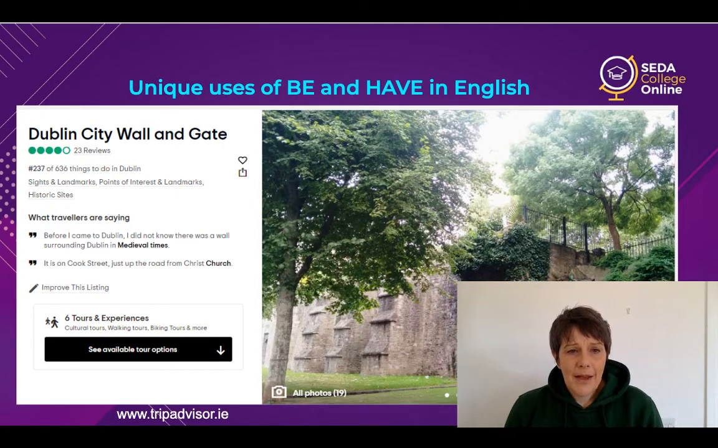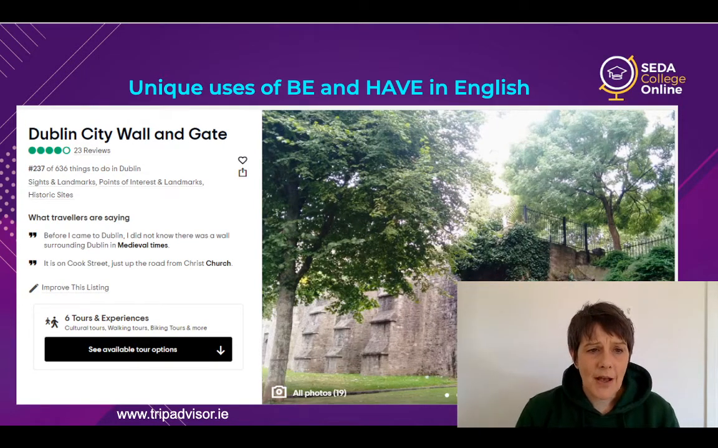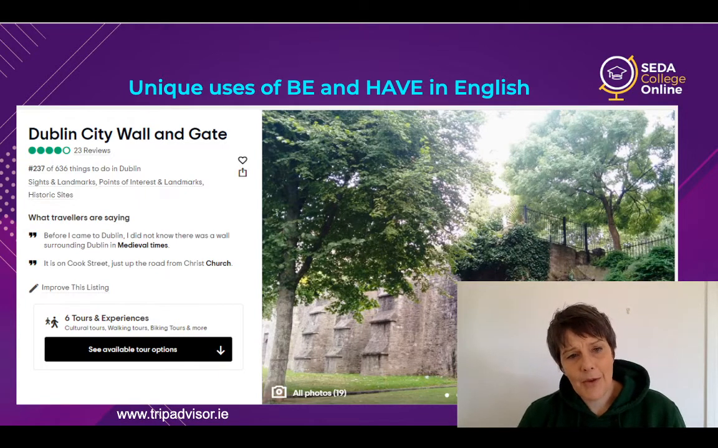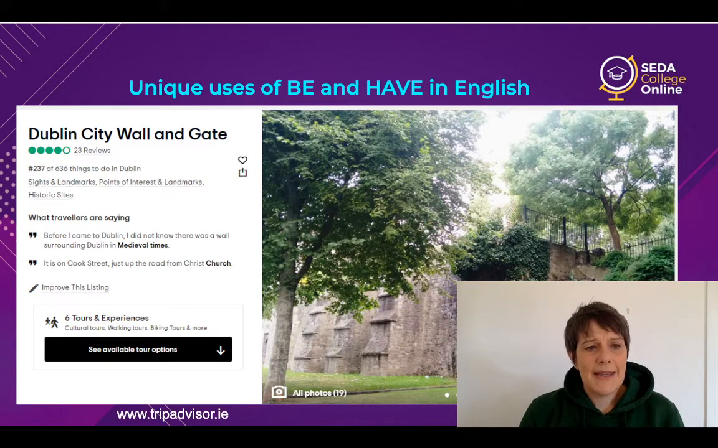Then Dublin City Wall and Gate. Before I came to Dublin, I didn't know there was a wall surrounding Dublin. So it's the be verb that we use. It is on Cook Street, just up the road from Christchurch. So just always remember, don't choose the have verb, choose the be verb.